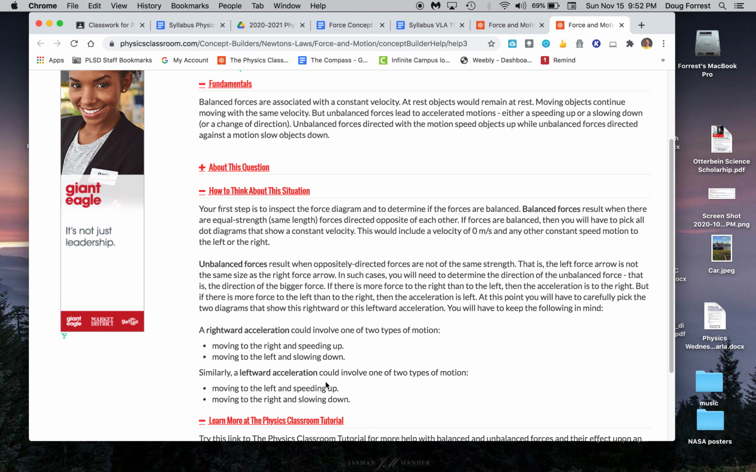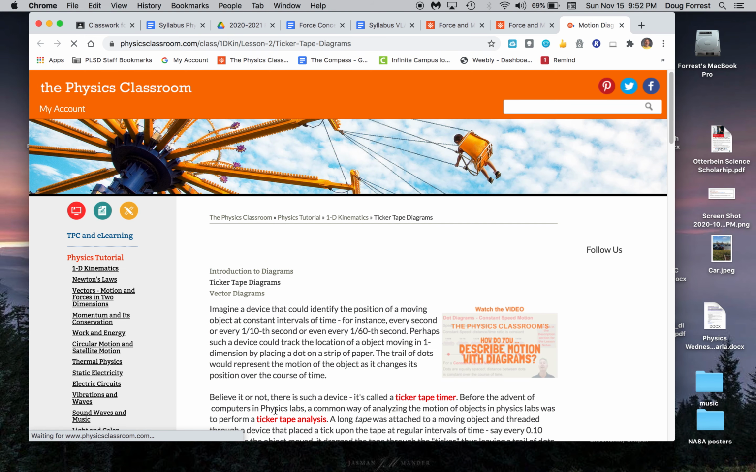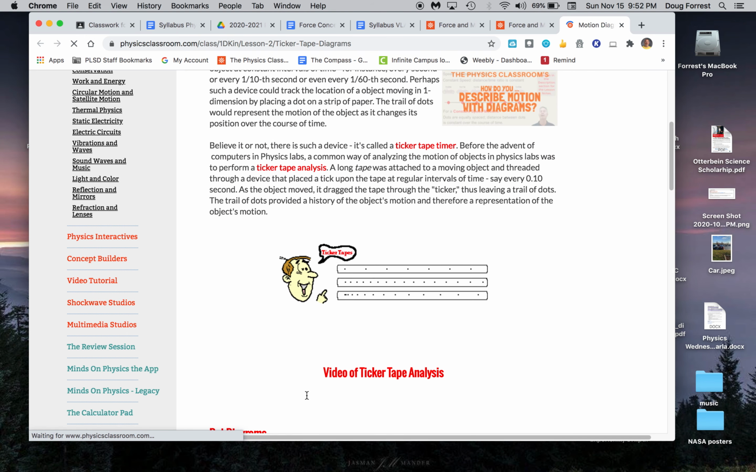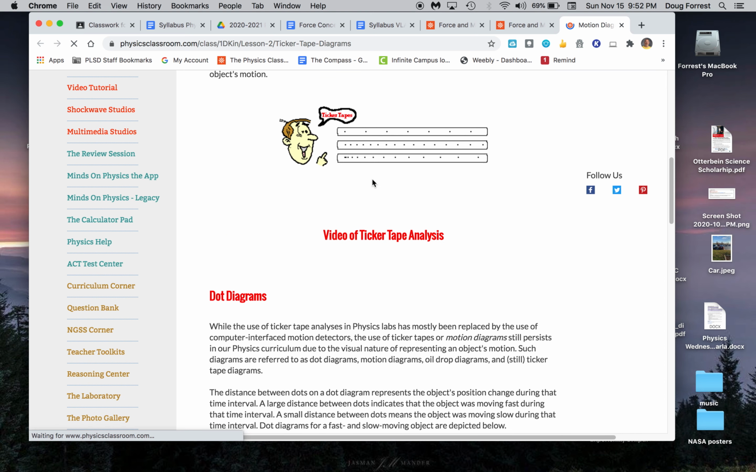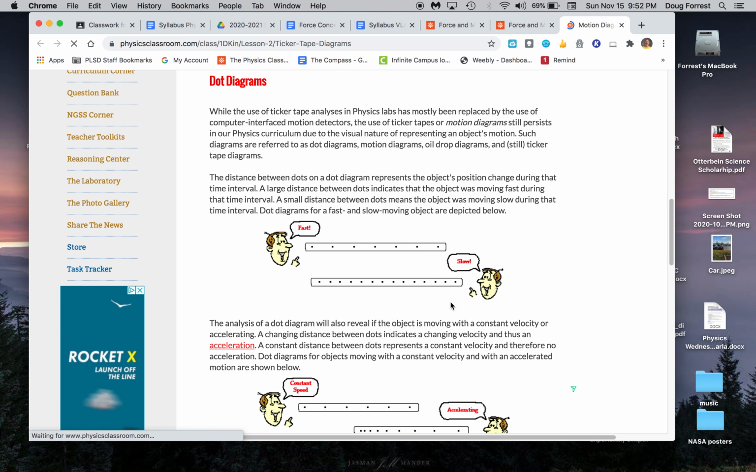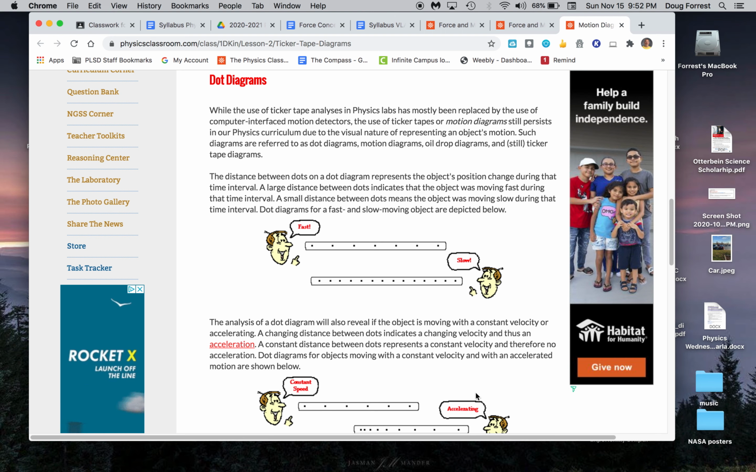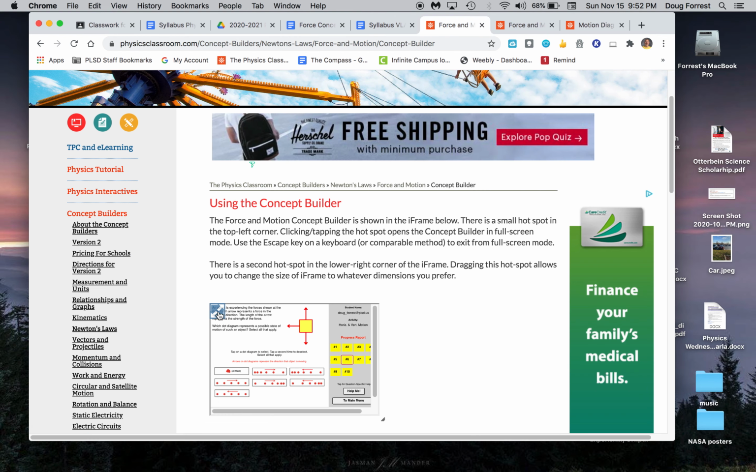you could go to this part of the physics classroom tutorial, dot diagrams or ticker tape diagrams. And this will tell you a little bit about how to use those. There's a quick video there, fast, slow. So it's like a drop of oil coming out of your car every second or so. So the further the dots are apart, that means the faster the object is going. So back to this one.